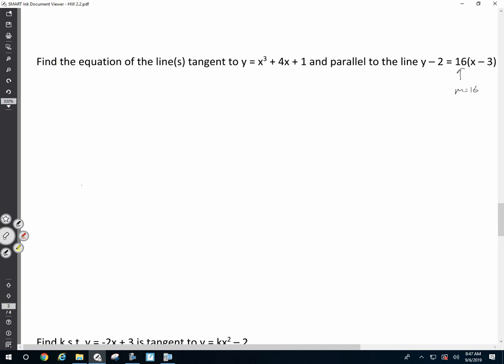So let's go ahead and do some work here. So when will my tangent slopes generate a slope of 16? Find the tangent slope generator.